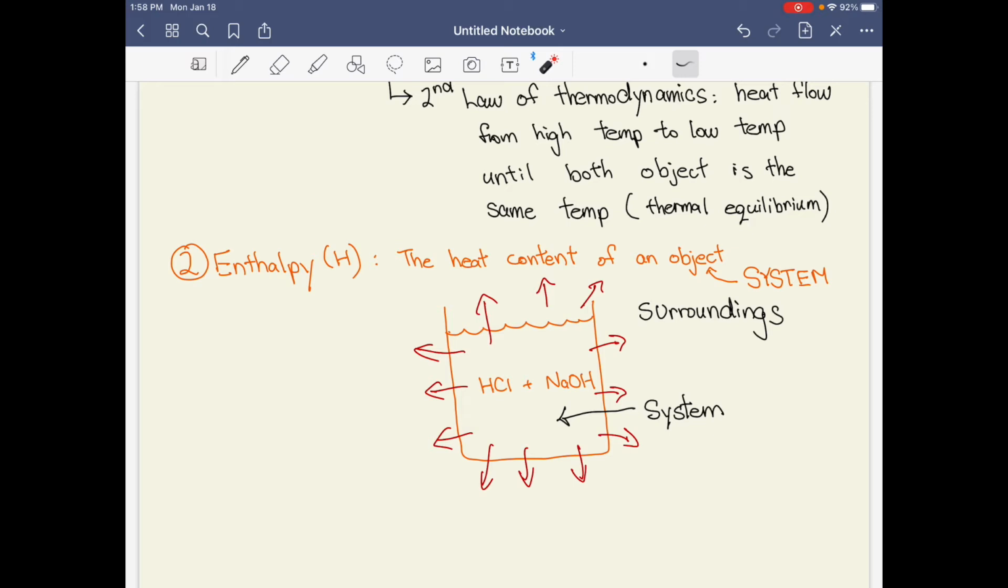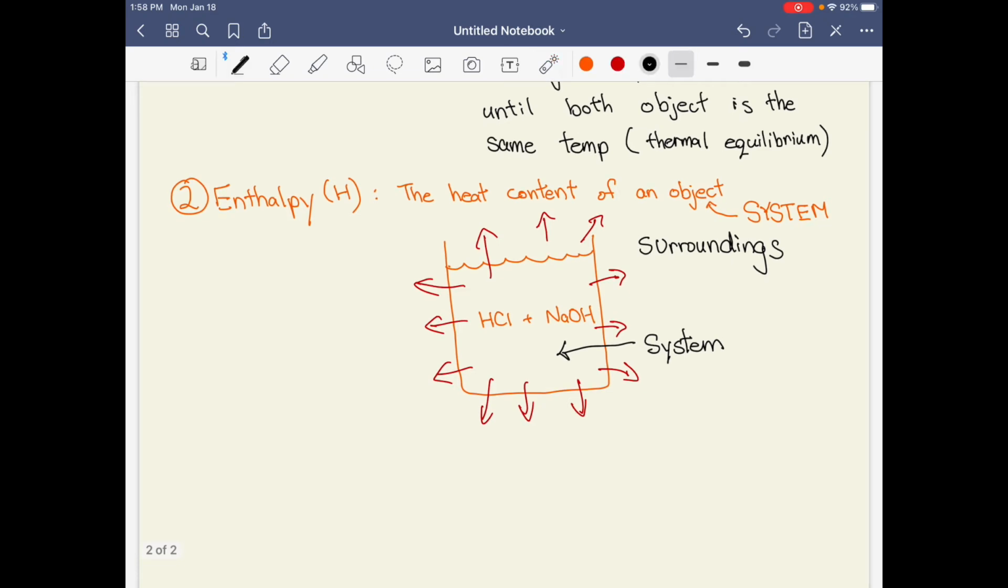Or in this case, you can think about, hey, hotness is being released to the surrounding. That's why you feel hot. That's why if you have your hand near the beaker where the reaction is happening, you feel the heat.